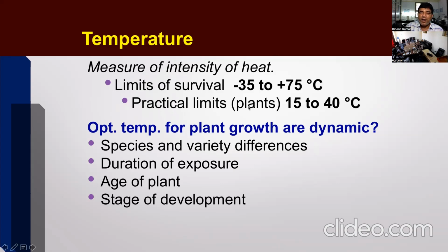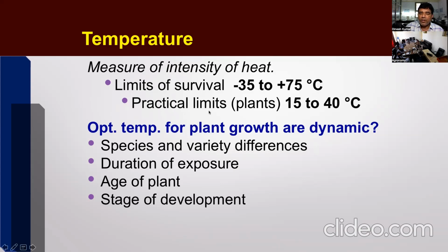Then practical limits. Practical limits for plants are normally 15 to 40 degrees centigrade. You should remember this data, such kind of questions are asked in exams. Whatever common plants are there in temperate areas, subtropical areas, or tropical areas, this is the range.